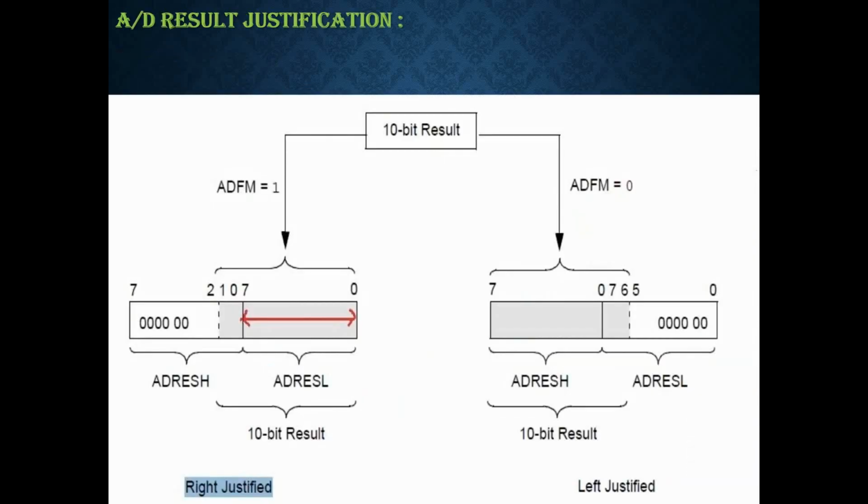Analog to digital result justification. Here we use two types of justification. One is right justified, another one is left justified.